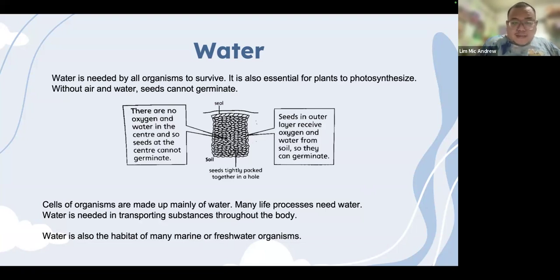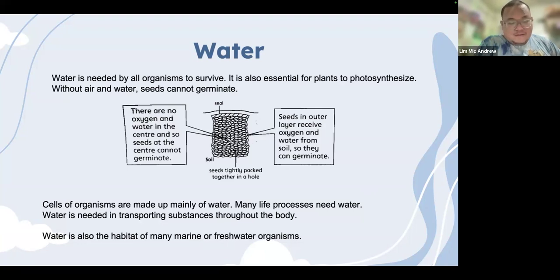Other organisms, like plants, need water to germinate. When there is no oxygen and water, the seed will not germinate and will not grow into an adult plant. All right. Some organisms need water to help them complete their life cycle. For example, frogs. Frogs must live near water as their young can only survive and breathe in water.